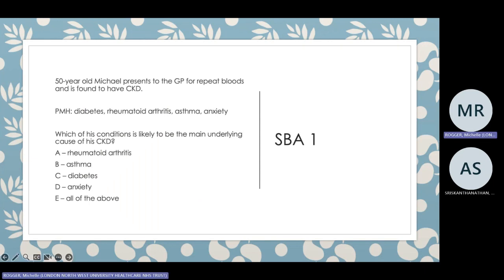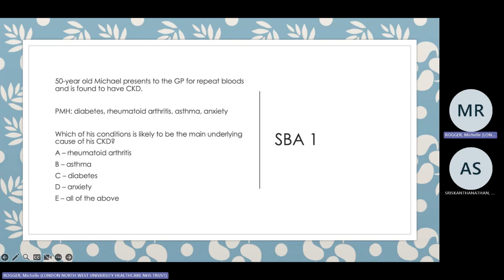Okay, so that was, again, a quick whistle-stop tour through CKD. Now just a few questions on CKD. A 50-year-old Michael presents to the GP for repeat bloods, and he's found to have CKD. He's had his first set and he's now come back for his second. Past medical history, he's got diabetes, rheumatoid arthritis, asthma and anxiety. Which of his conditions is likely to be the main underlying cause of his CKD? Is it rheumatoid arthritis, asthma, diabetes, anxiety, or all of the above?